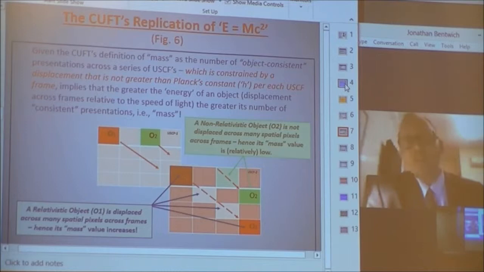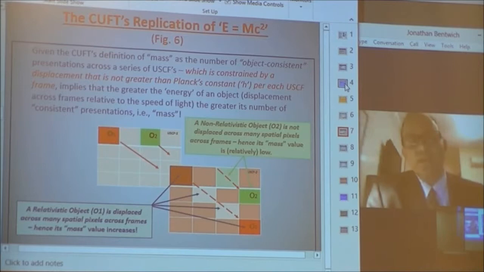So the definition of its mass: the greater an object's energy, the more times it is presented across the frames, which is the definition of mass, therefore the mass increases. All I'm saying, by the way, in all of these examples, is showing how this computational unified field theory can replicate and then go beyond the scope of quantum mechanics and relativity theory, harmonize between them, and eventually, in this paper, also find specific instances, specific predictions, where the computational unified field theory differs from quantum mechanics and relativity theory.